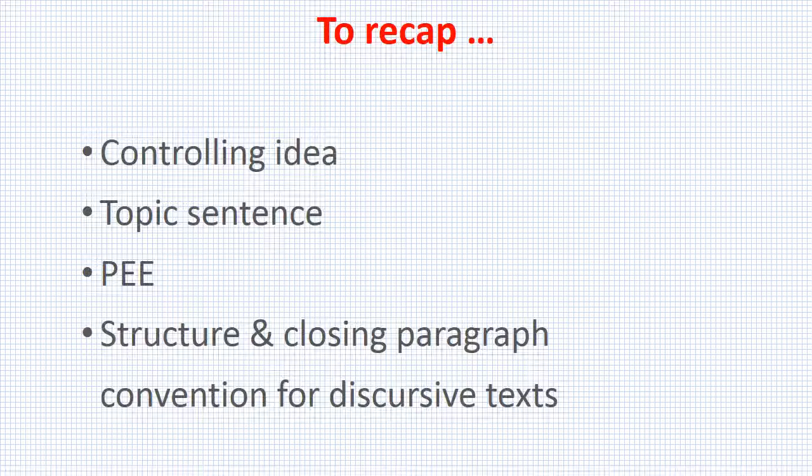In the next few activities, we're going to apply some of these concepts and discuss how we can teach students to paragraph and structure their ideas more effectively.